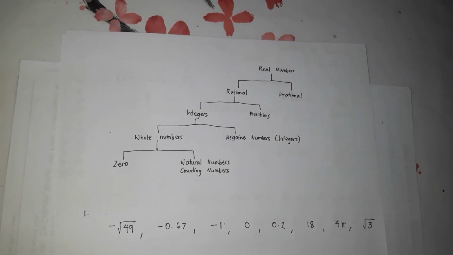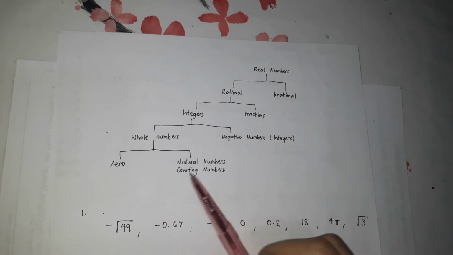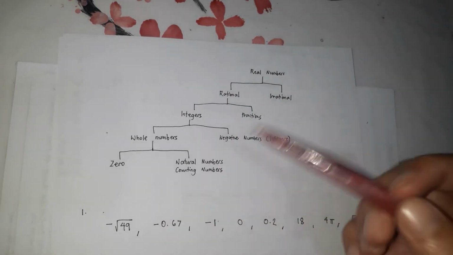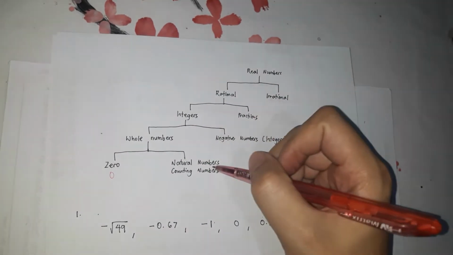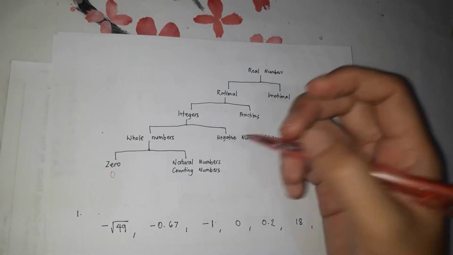Now we're going to learn the set of real numbers. So we'll start with 0 and the natural or counting numbers. What are the natural numbers or counting numbers? The natural counting numbers are the numbers that you use in counting.